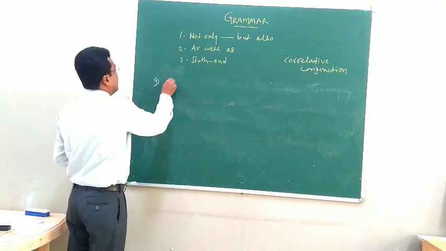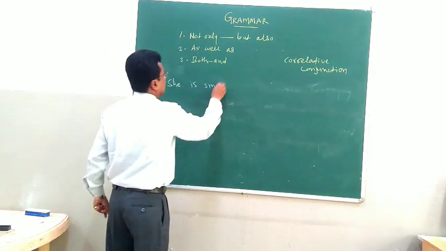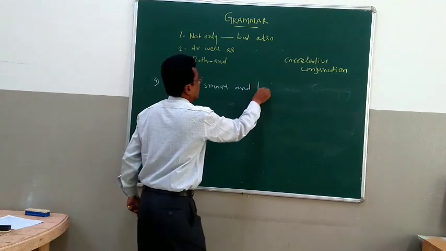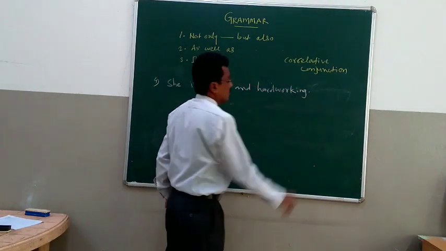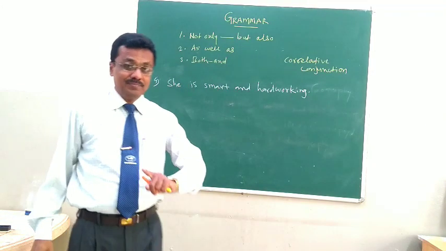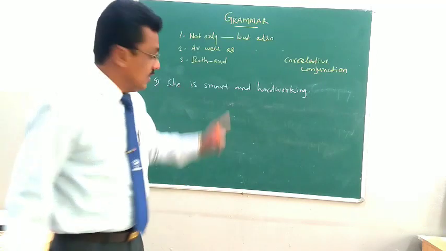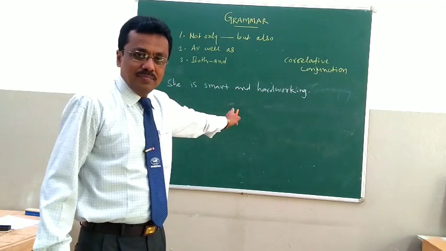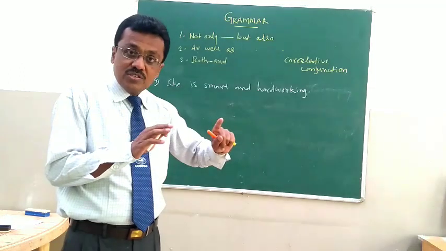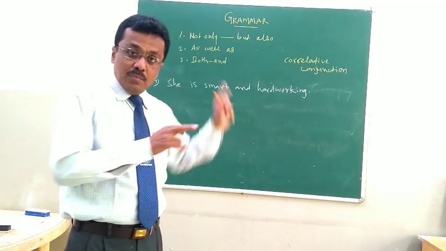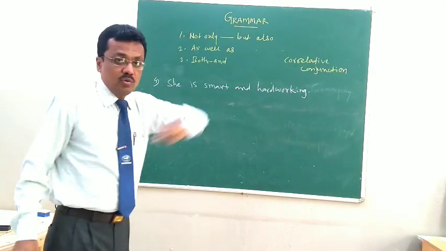Some changes are made here, just you have to observe. She is smart and hardworking. One sentence is given now. There are 2 sentences in the earlier examples we have seen. But in this example, there is one sentence. She is smart and hardworking.